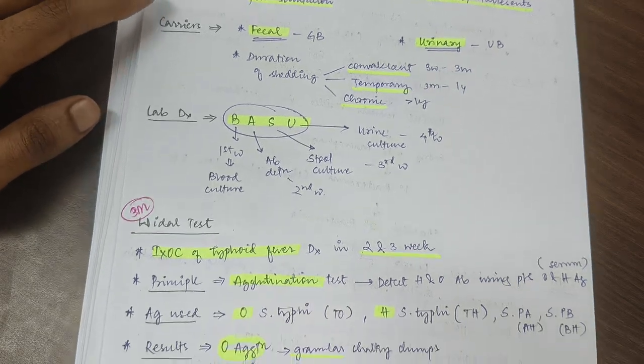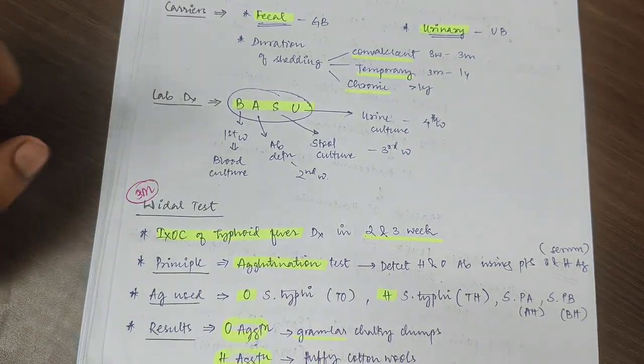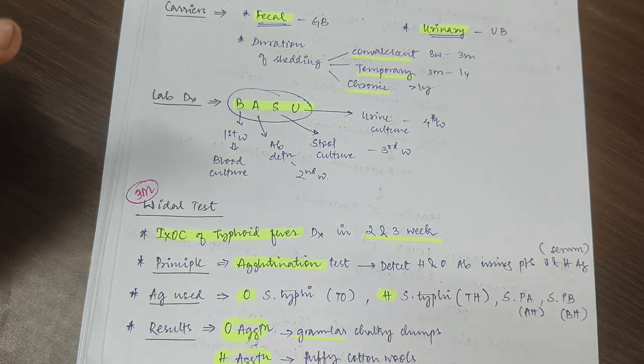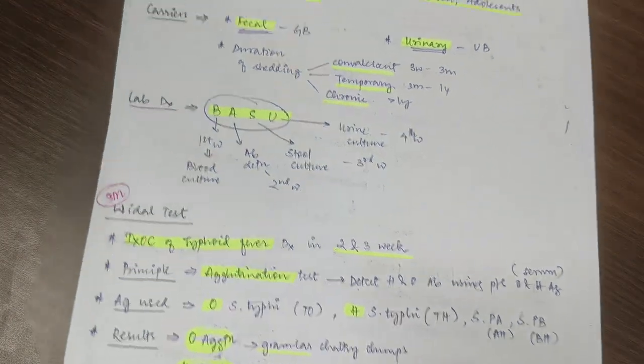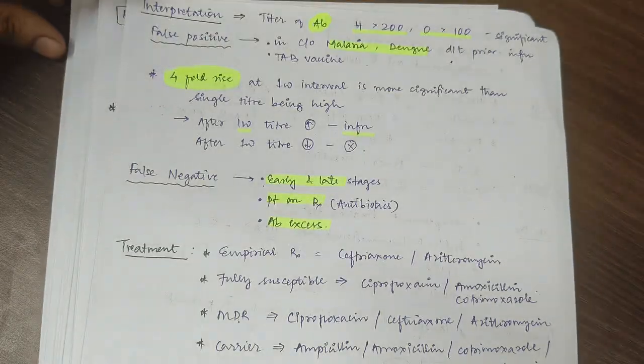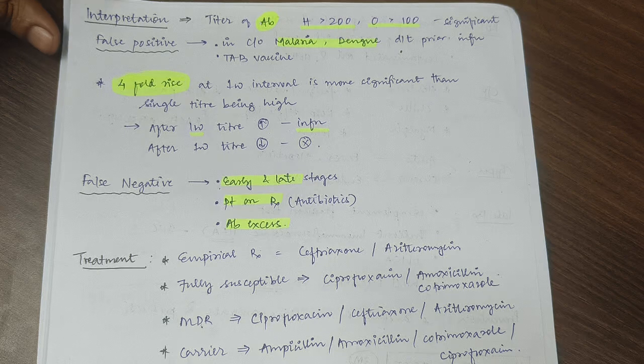Coming to the Widal test, I told you it's an investigation of choice. Principle is agglutination. You're going to use O and H antigens. What are the results? Granular, chalky O agglutination and fluffy H agglutination. You're going to interpret based on the antibody titer. If it is more than 200 for H and more than 100 for O, it is significant.